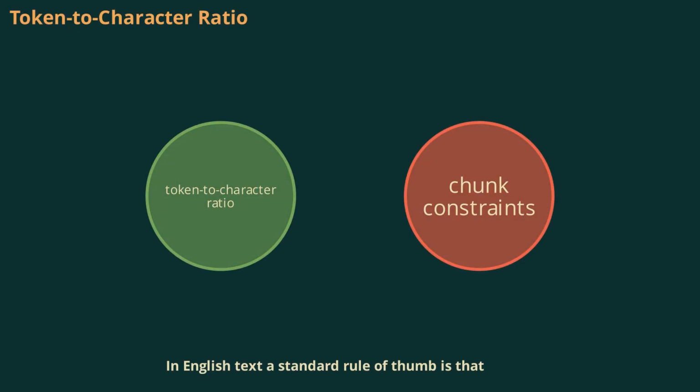For English text, a standard rule of thumb is that one token is roughly equivalent to 4 characters, or 100 tokens equal approximately 75 words. This approximation is crucial when calculating chunk constraints for embedding models that measure limitations strictly in tokens. Understanding token-to-character ratios helps optimize chunking strategies for RAG.